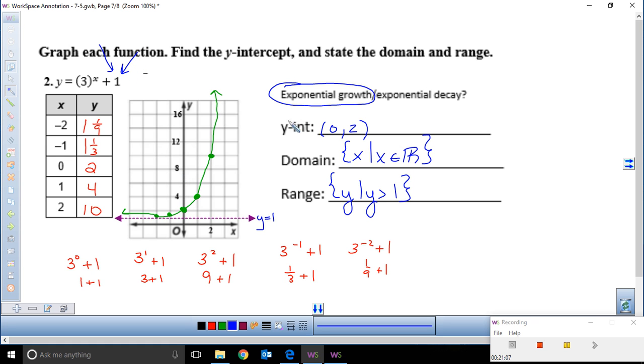So think about it. If we had a plus 2 at the end, my asymptote would then be y equals 2. My range would be y is greater than 2, and my y-intercept would be 1 more, which is 3.